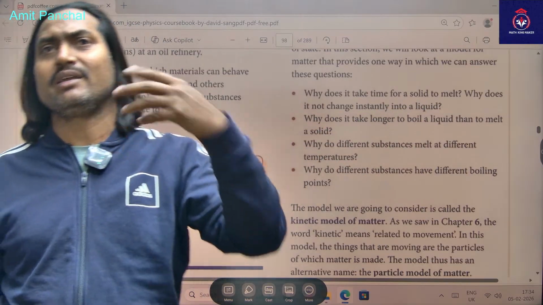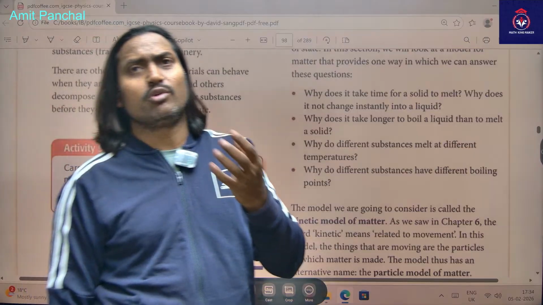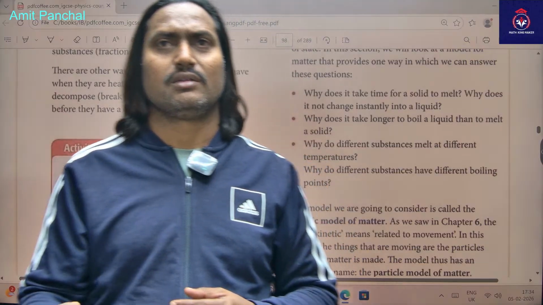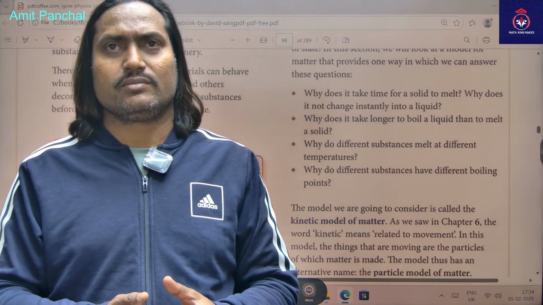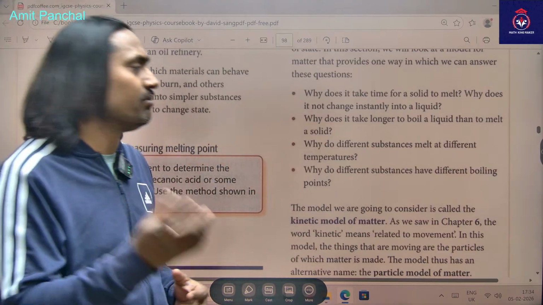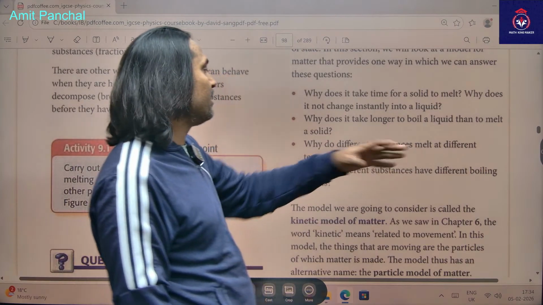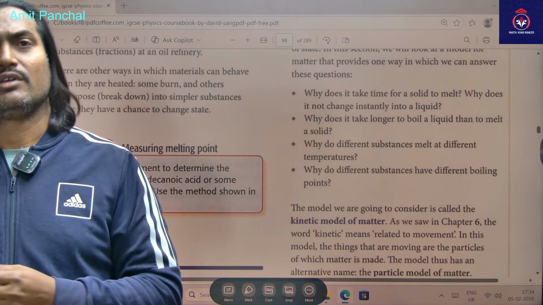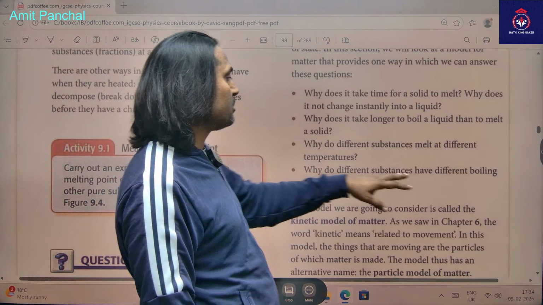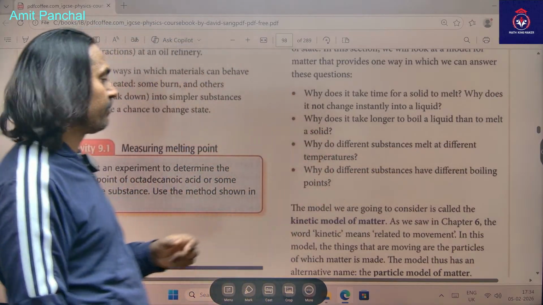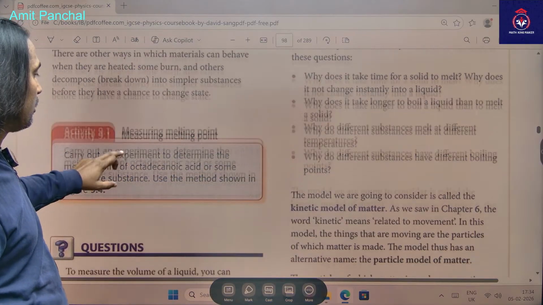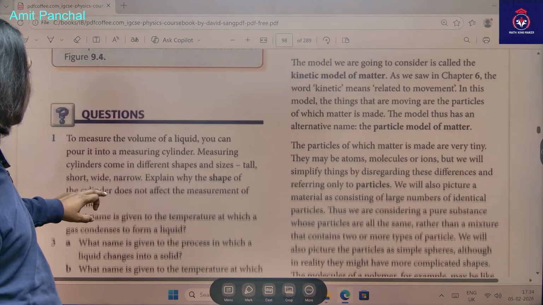Because we are saying the boiling point of water is 100 degrees centigrade, why is it not just converting into gas at 100 degrees centigrade? Because of latent heat; it is absorbing some heat. So why do different substances melt at different temperatures? That is another question. Why do we have different melting points for different matters? And why do different substances have different boiling points? The same scenario. We'll study all these topics in our next topic.